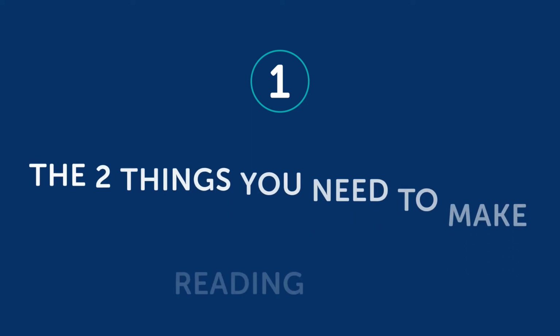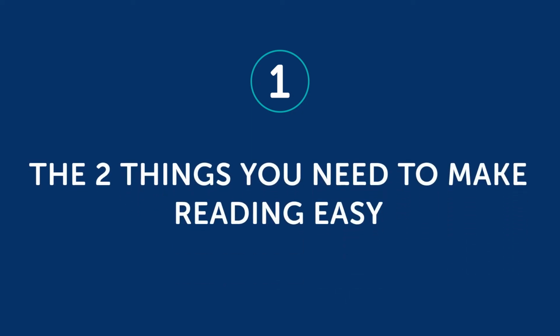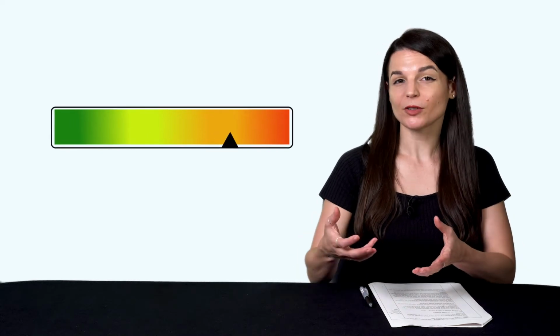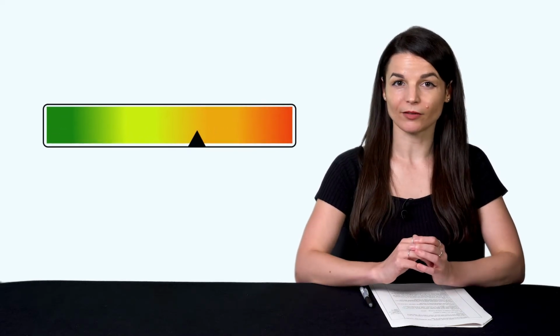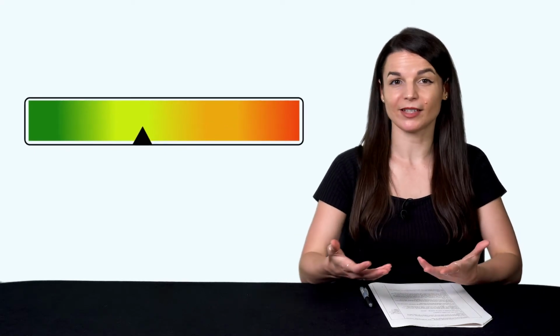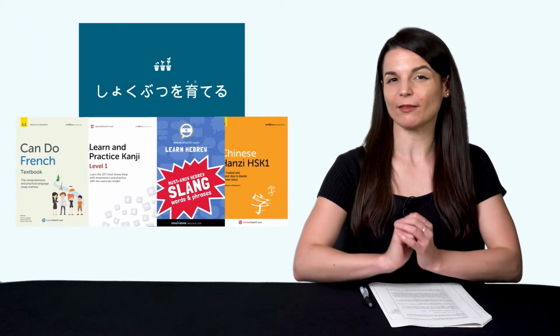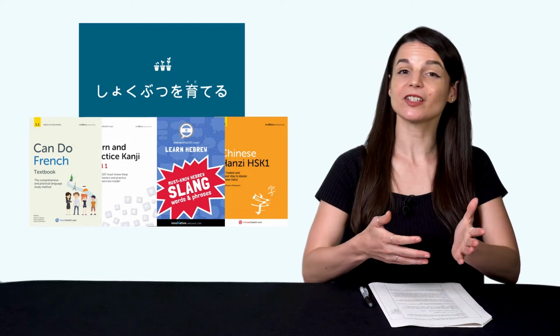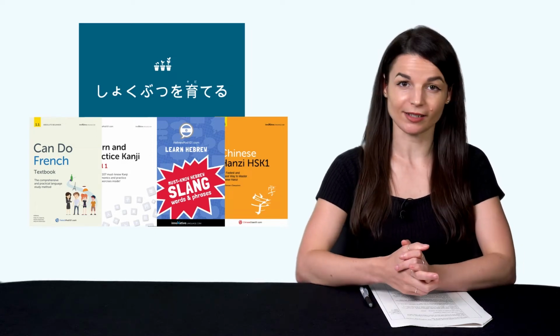There are 2 tricks to making reading easier. First, the 2 things you need to make reading easy. First, you need level-appropriate reading material. The books you struggled with were likely not for your level, and if you had something for your level, you wouldn't need a dictionary every 5 seconds. Where can you get level-appropriate reading material? Just look for our extensive reading books on the site.